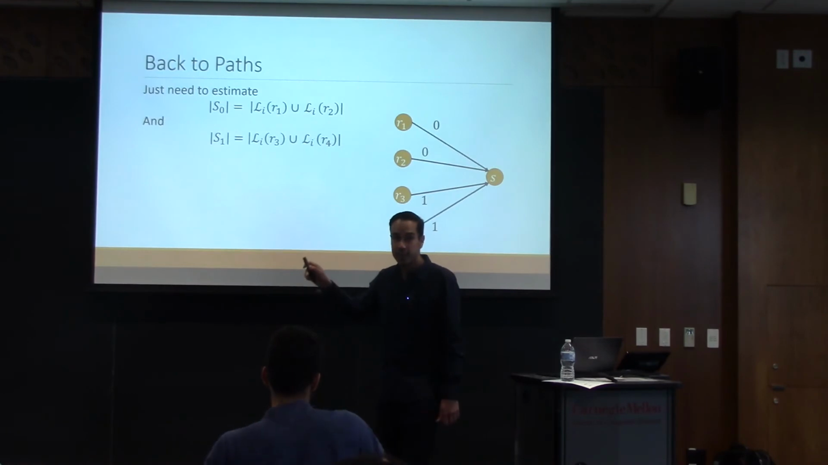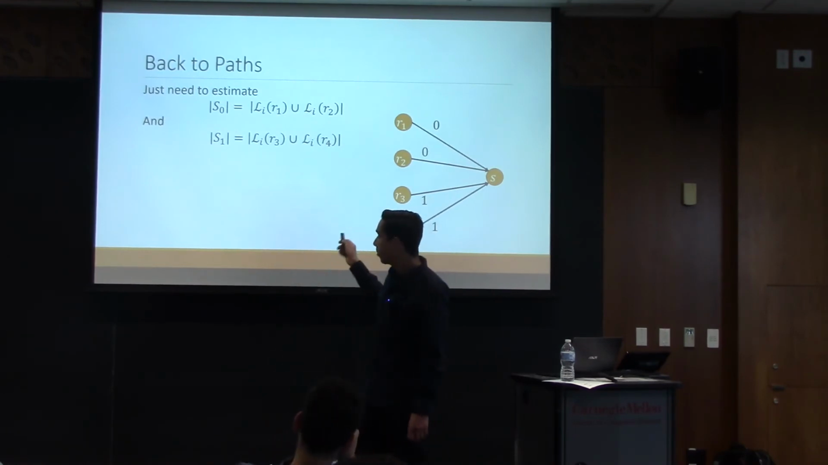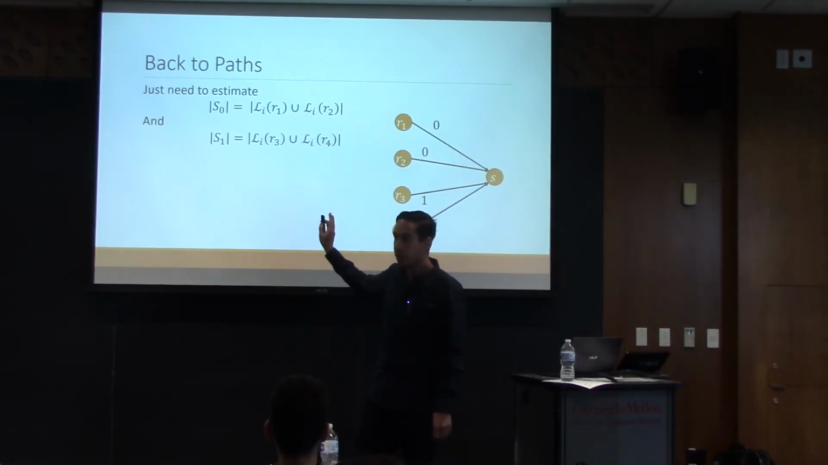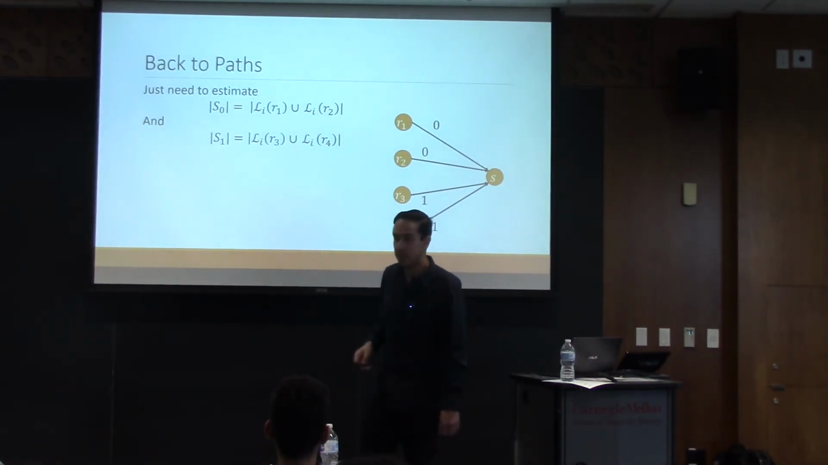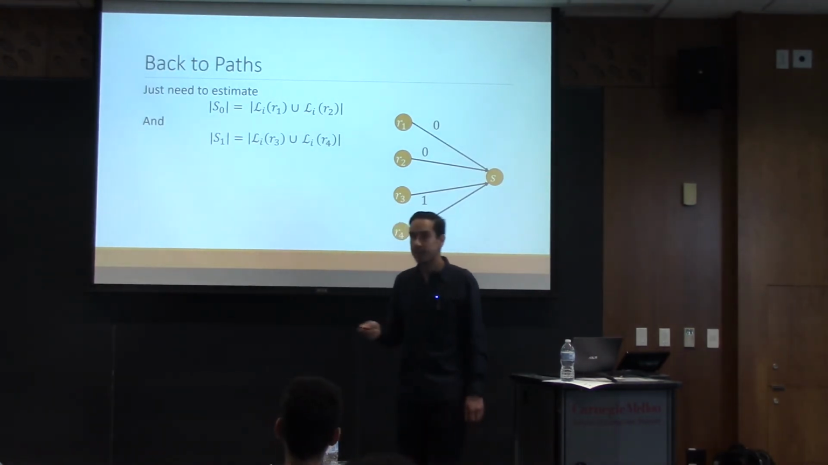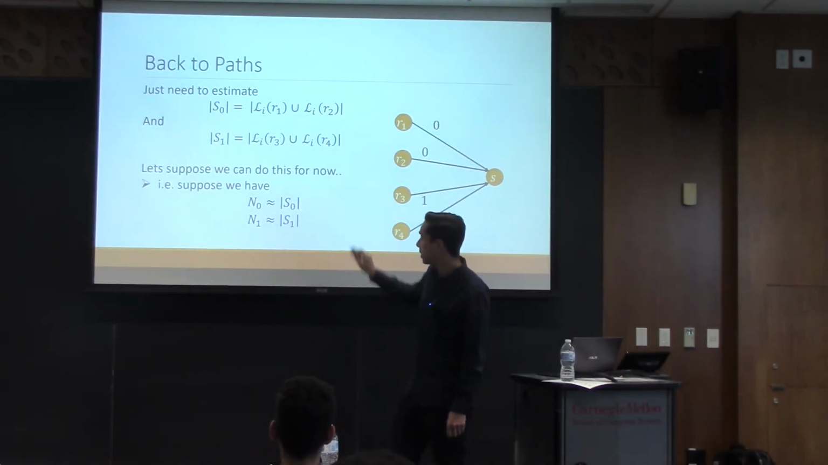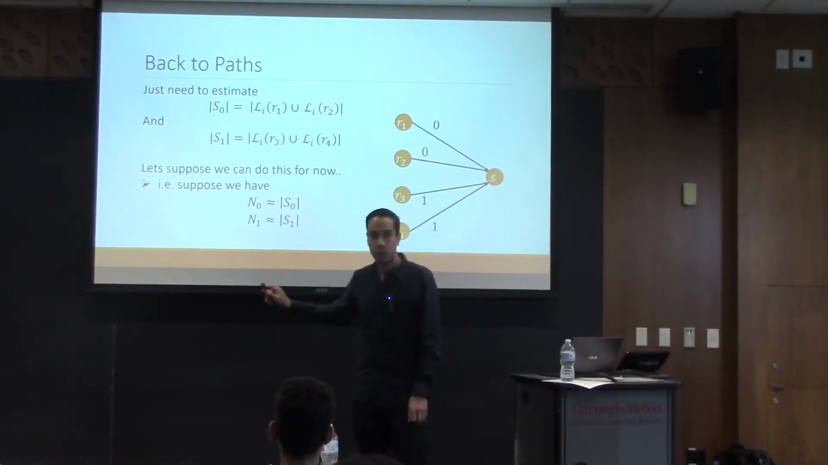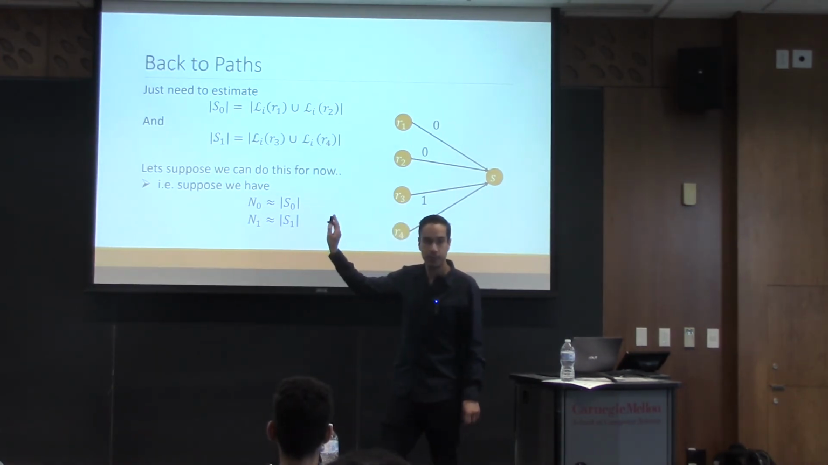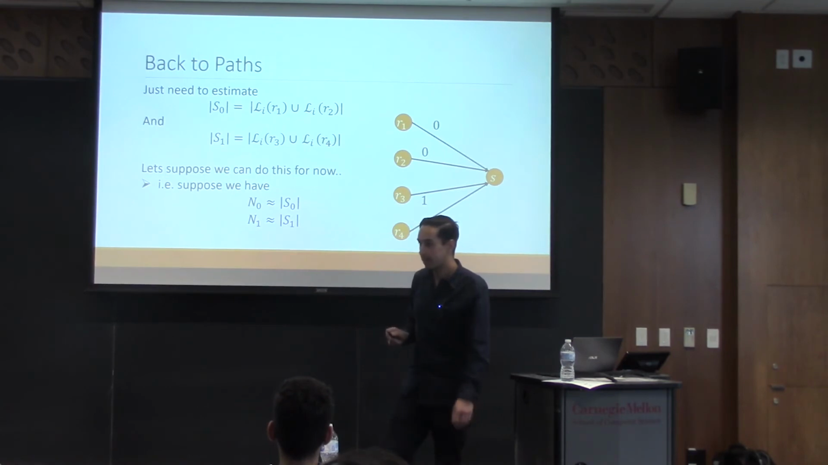And remember, I already have estimates of both of those sizes. But this union is not disjoint, so I don't actually have any way so far to estimate the size of this union. So let's get back to that, and let's just assume for now that I had some algorithm that told me how to estimate the size of this union, even though it's not necessarily a disjoint union. We'll get back to that.